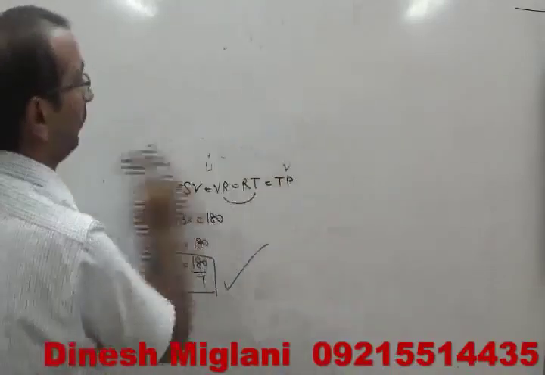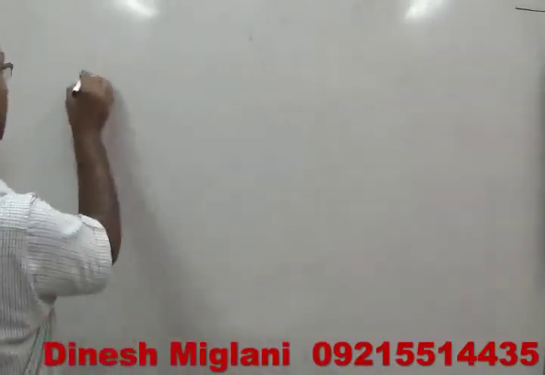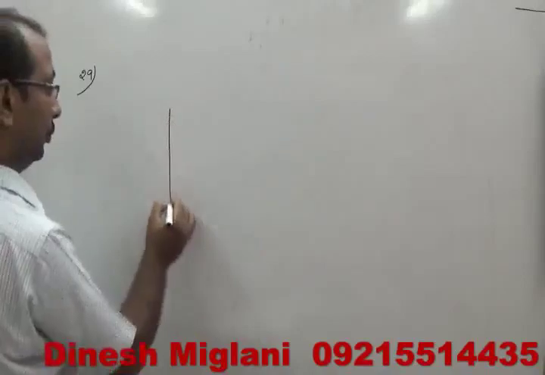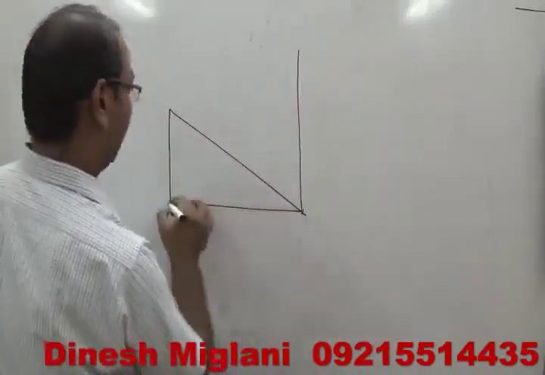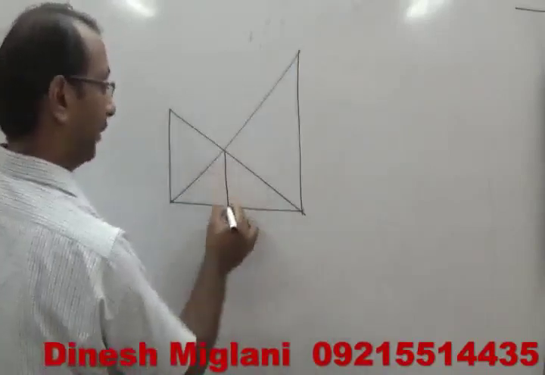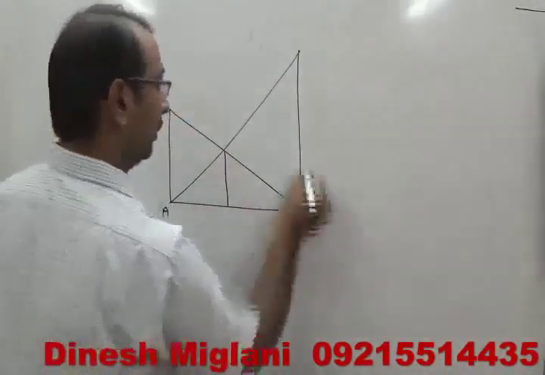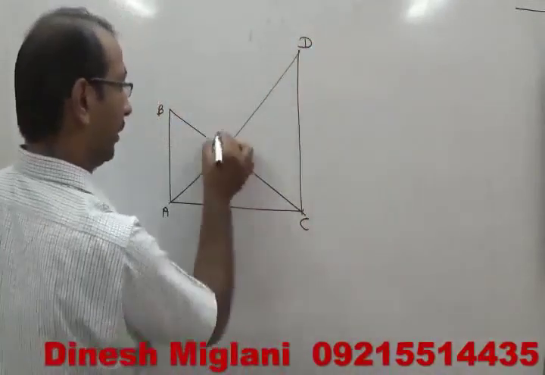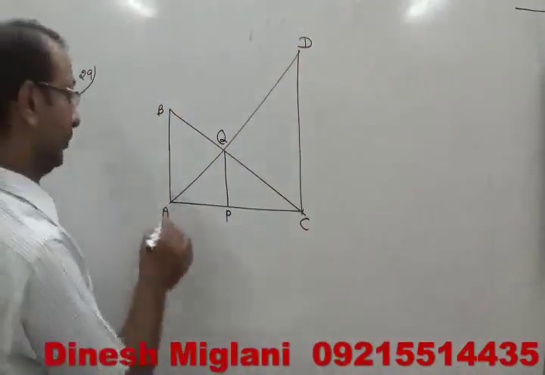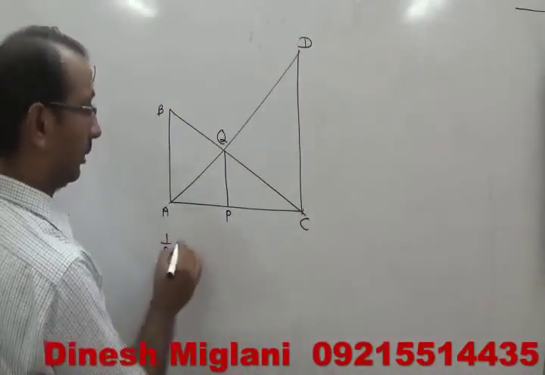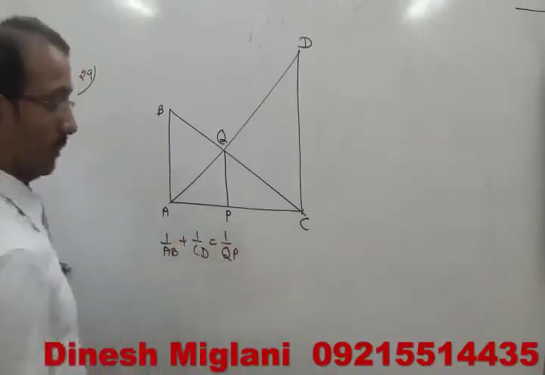Then we have the next concept here, concept number 29, that states that two parallel lines are there, they meet in such a way, one line is here, right? Suppose this is A, B, C, D. Let us say this is P and Q, right? What is the relationship between them? The relationship is very simple. You may say 1 by AB plus 1 by CD is equal to 1 by QP. That you can say, right?